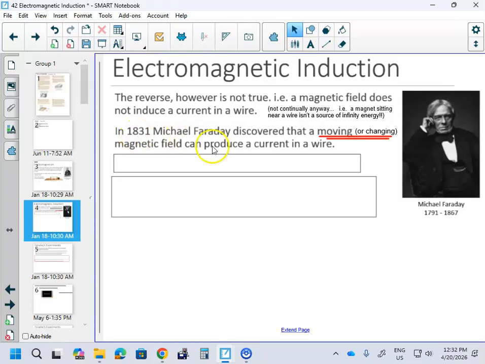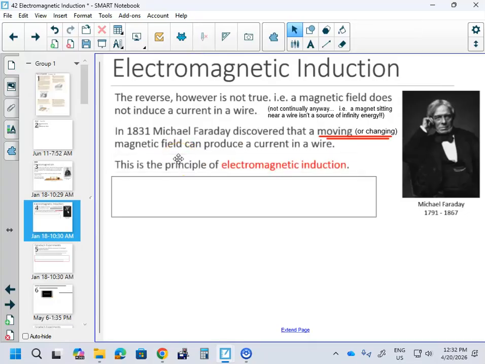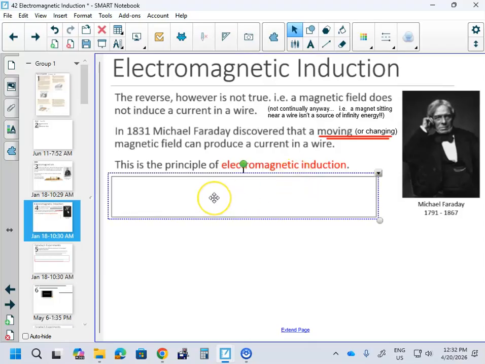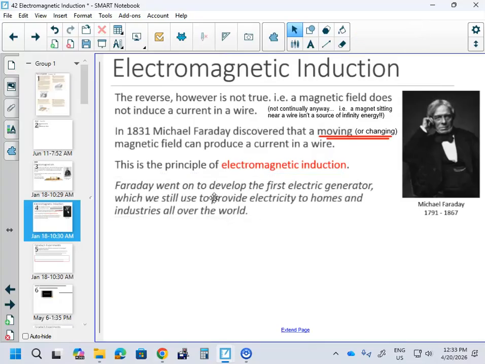In 1831, Faraday discovered, though, that a moving or changing magnetic field can produce current in a wire. It's weird they describe it as moving, but I mean, if an area ends up with a magnetic field that it didn't have before, that's what they mean by a moving magnetic field. It depends on angles and so on, right? But that is the idea of electromagnetic induction. I mentioned that this is going to be looked at in a future lesson. So here we are. He developed the first electric generator.